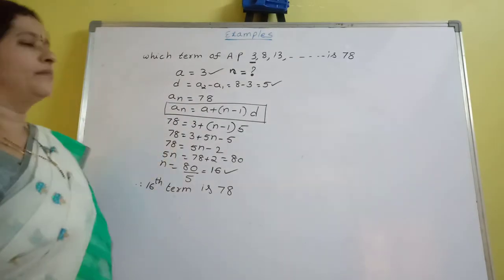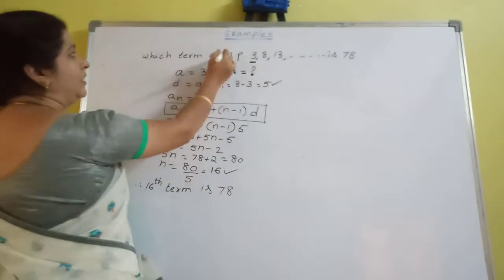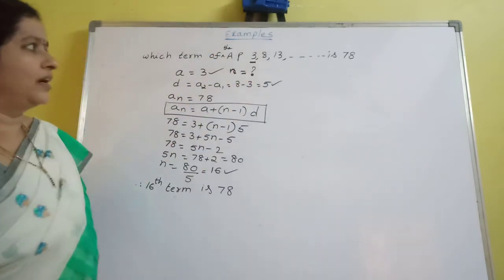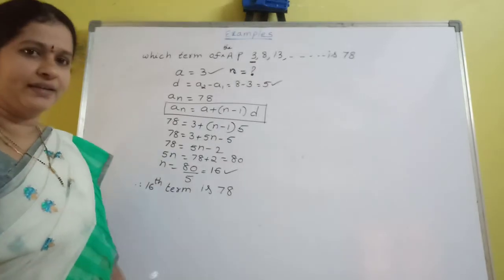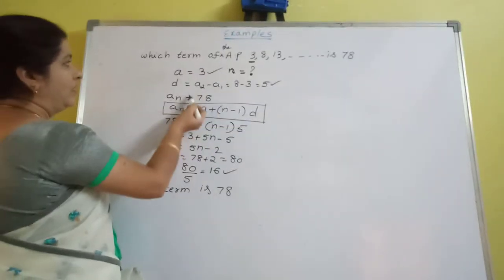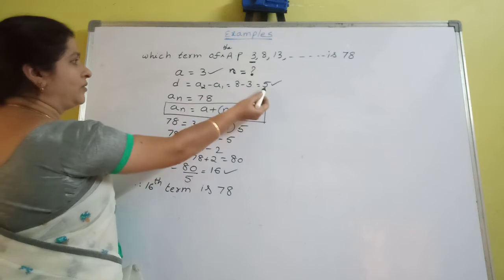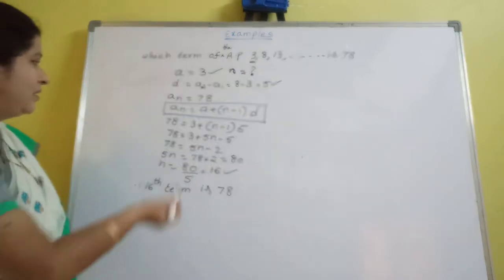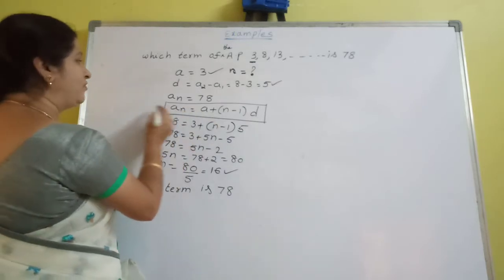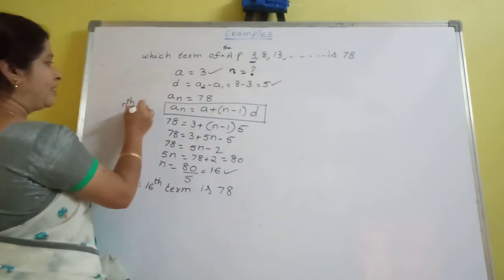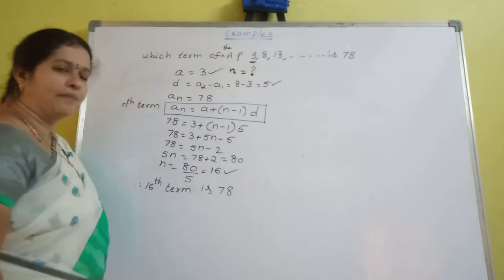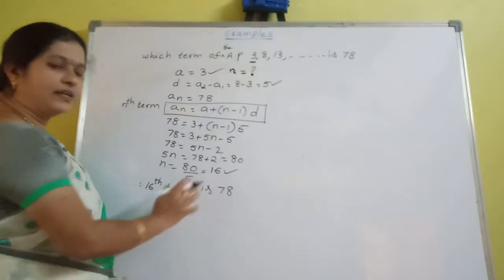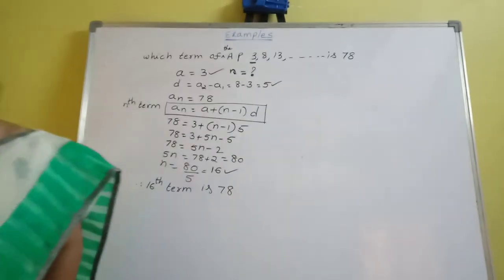This model is also important. Which term of the AP 3, 8, 13, etc. is 78? So A value is given, D value you have to calculate. An, let it be An, the last term 78. By using this formula, the nth term formula, An equal to a plus n minus 1 into d. So here we got the 16th term is 78. Okay.